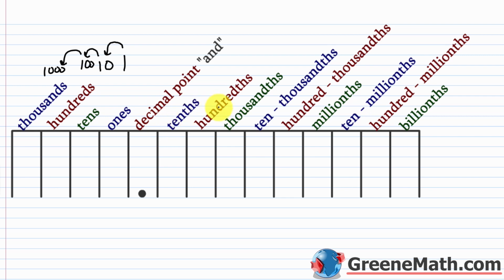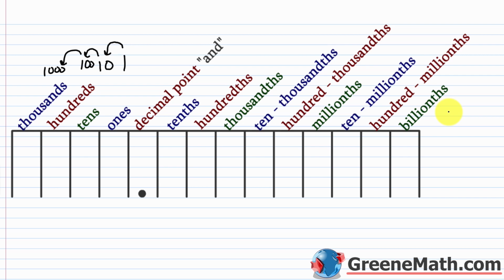So you have the tenths, the hundredths, the thousandths, then you have the 10 thousandths, the 100 thousandths, the millionths, the 10 millionths, the 100 millionths, the billionths, so on and so forth. And that continues in the usual way, right? After billionths, you'd have 10 billionths, 100 billionths, trillionths, so on and so forth.